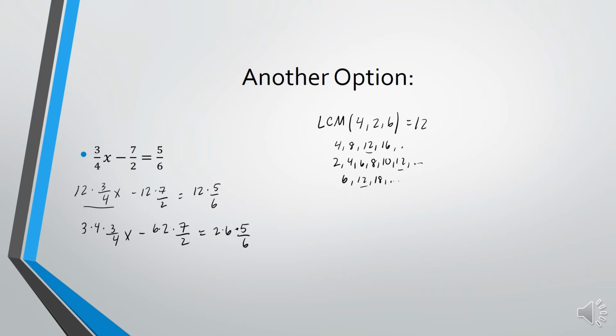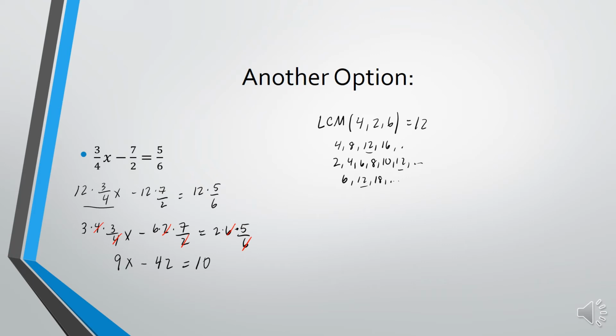So what ends up happening? In my first part, the 4's cancel. In my second piece, the 2's cancel. And in my last one, the 6's cancel. So that leaves me with 9x minus 42 equals 10.